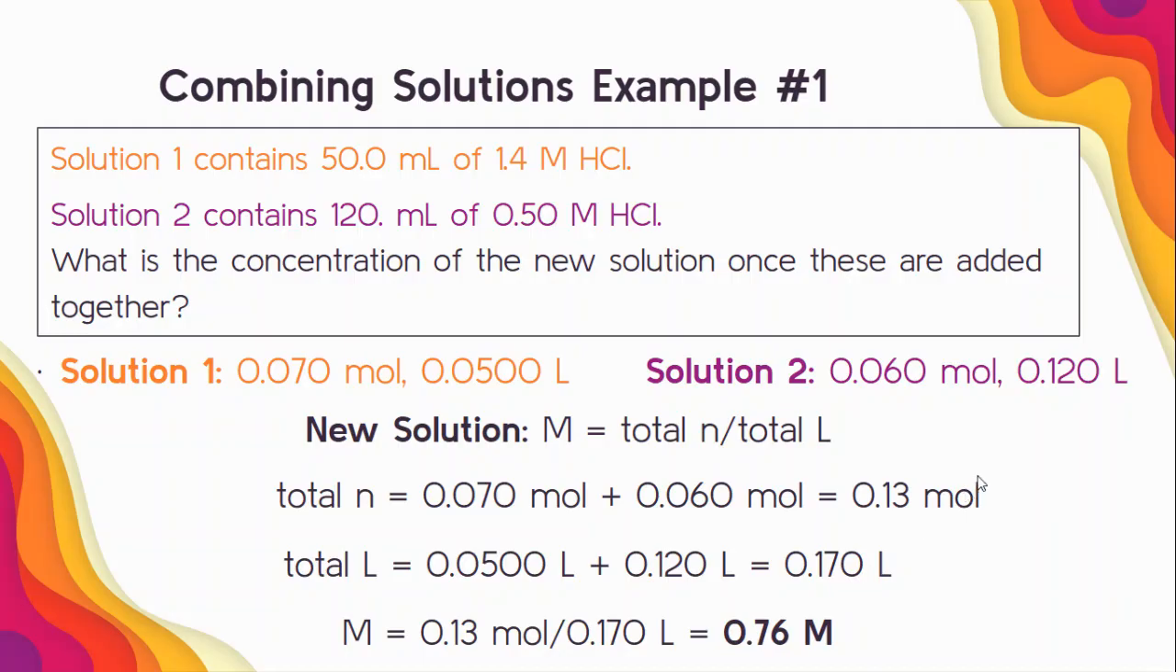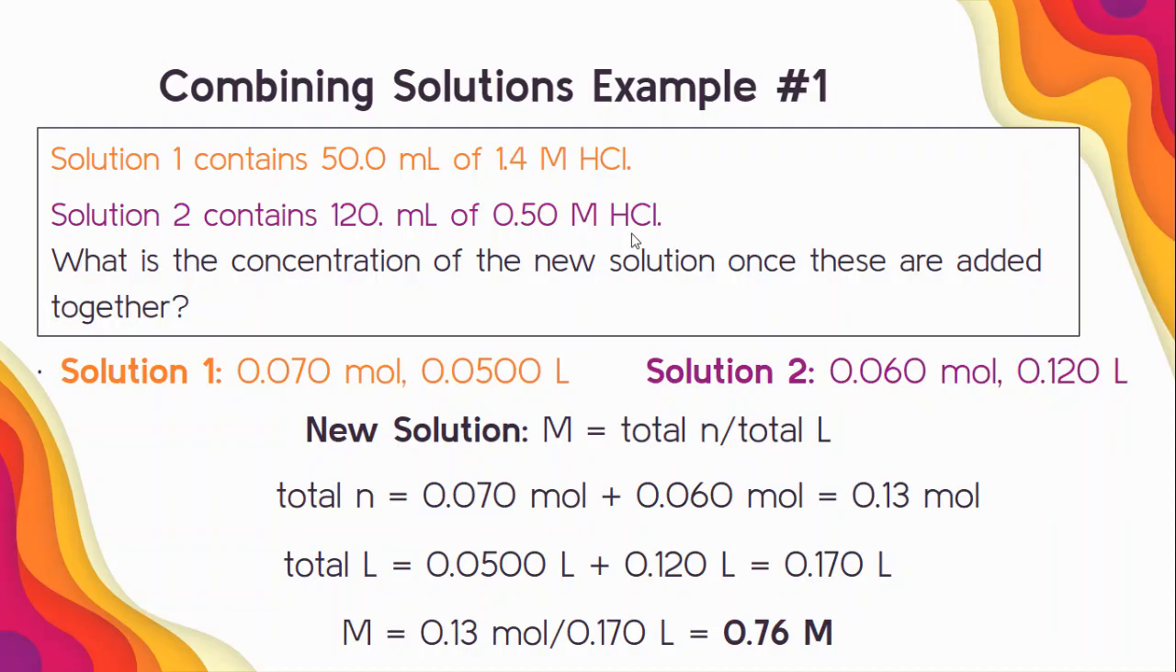Then we can take our total moles, which is 0.13, and divide it by our total volume in liters, which is 0.170. Rounding to proper sig figs, now we're dividing, so we look at total sig figs, right? This one has 2 sig figs, this one has 3, so we'd round our answer to 2 sig figs, which would come out to 0.76 molar. And that would be the concentration if I actually combined these 2 solutions.